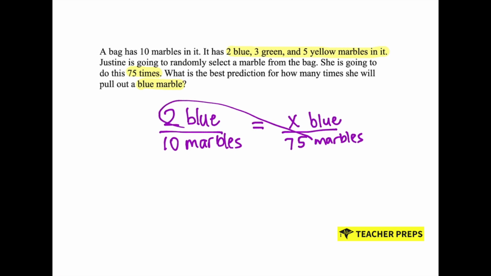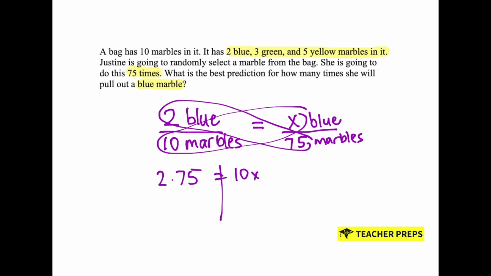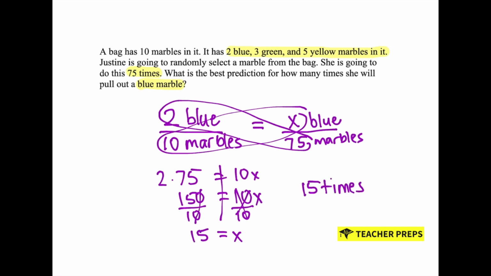Now we can cross multiply and get 2 times 75 equals X times 10, or 10X. 2 times 75 is 150, and that's going to equal 10X. The next step is to divide by 10 so that we can isolate that variable and get X by itself. But what you do to one side, you must do to the other. 150 divided by 10 is 15. So if we drew a marble out of the bag 75 times, we could predict that we would get a blue 15 times.